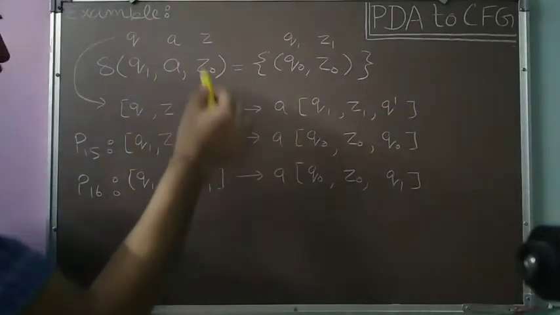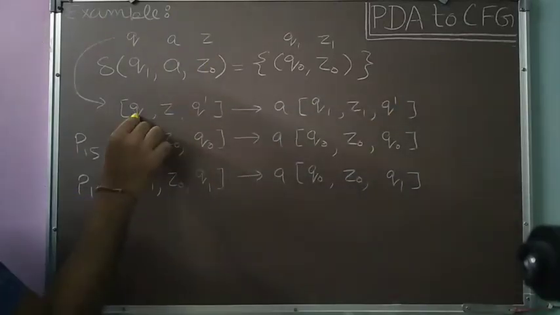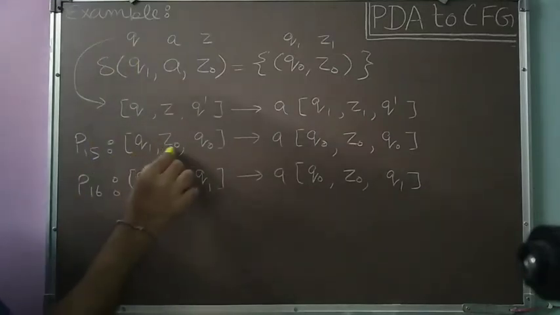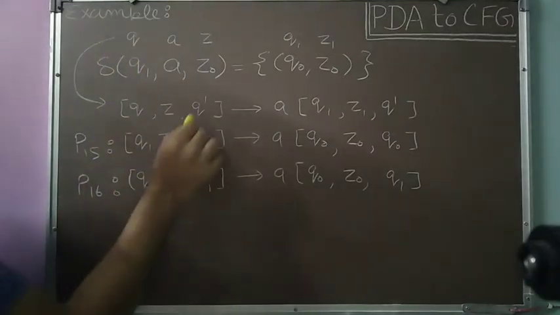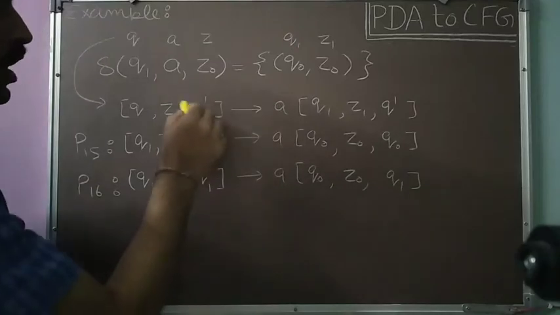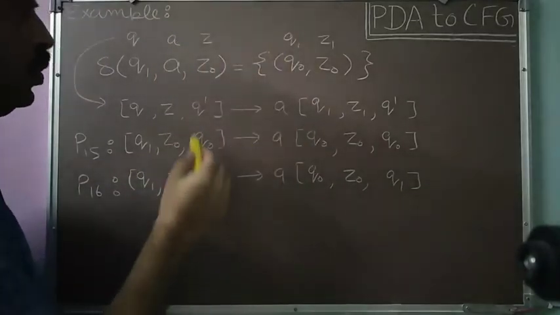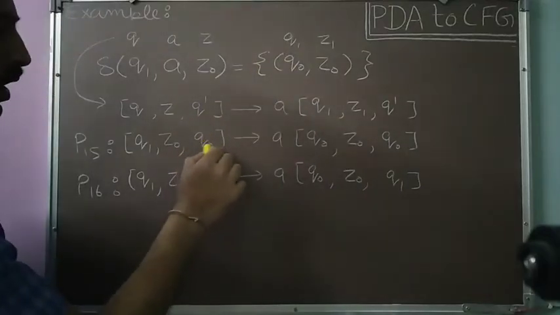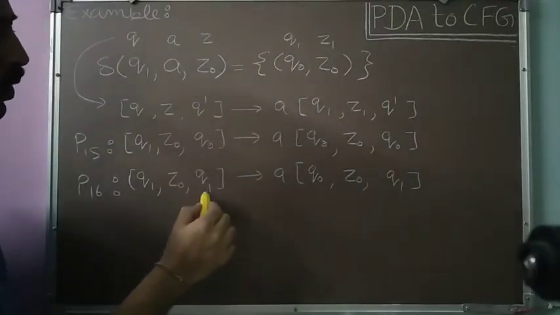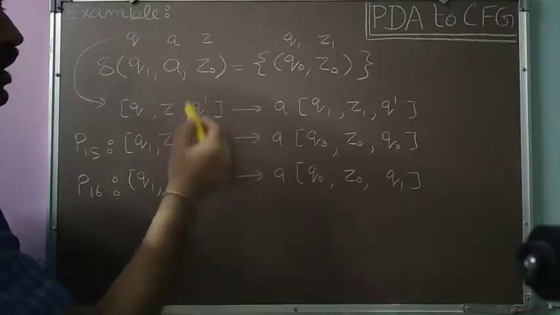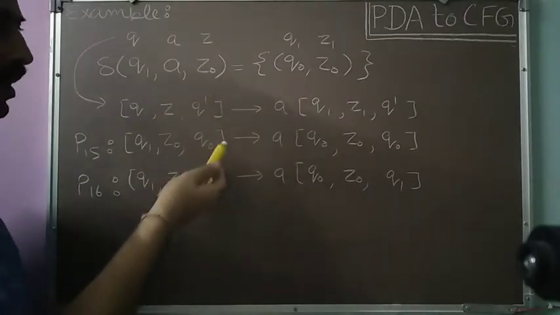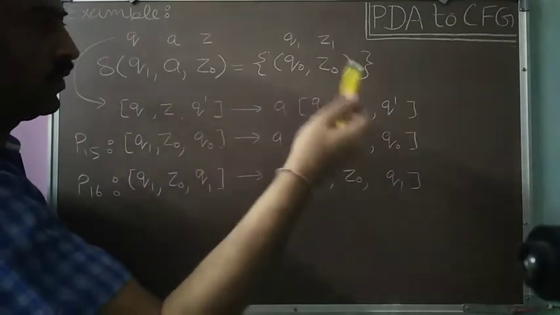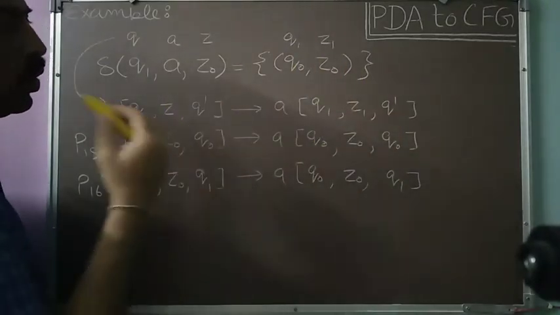Now we will fill the values corresponding to this format. Q and Z are Q1 and Z0 respectively, so Q1 and Z0, Q1 and Z0. Now Q', because it may take any value from capital Q, will have the value either Q0 or Q1. So once I will put its value Q0, in another I will put its value Q1. As Q' is the only unknown, the only variable which may take its value differently, only two productions will come here.